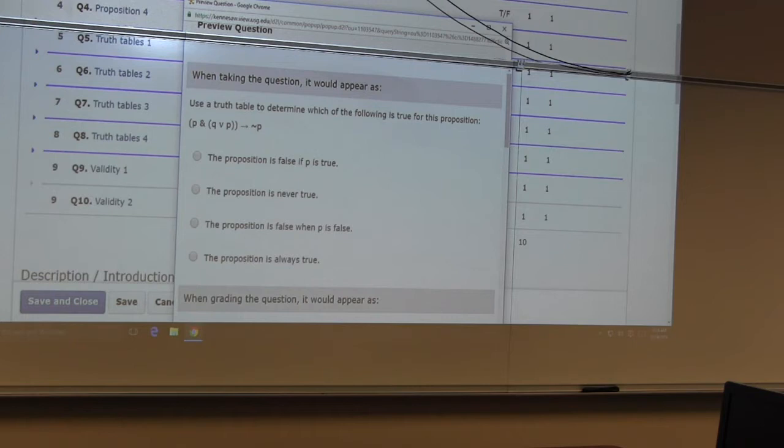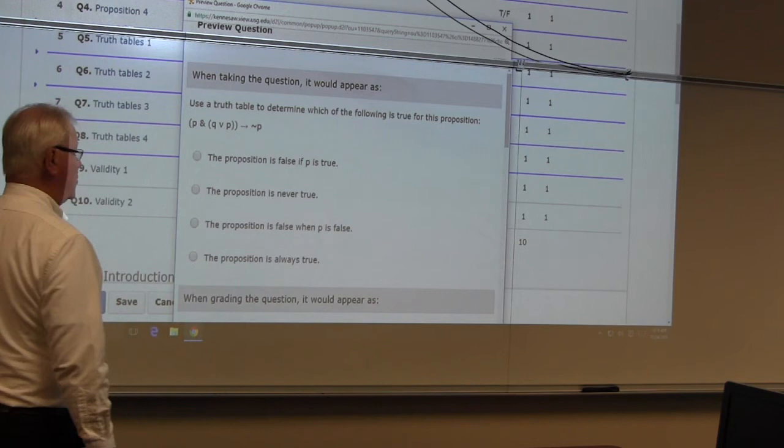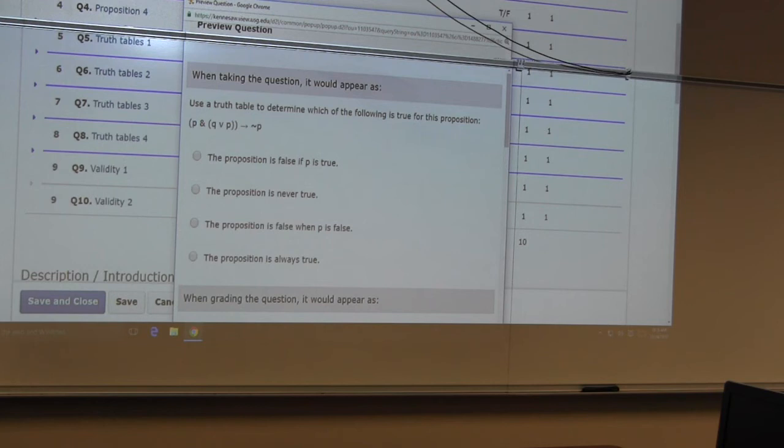Use the truth table to determine which of the following is true for this proposition. P and Q or P implies not P. Well, we're going to need a little more room up here.